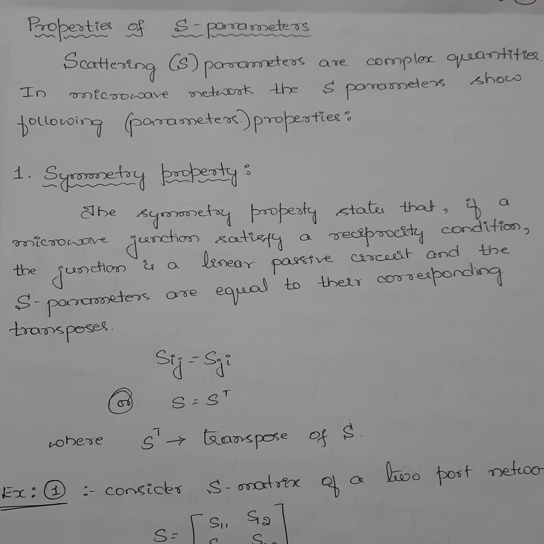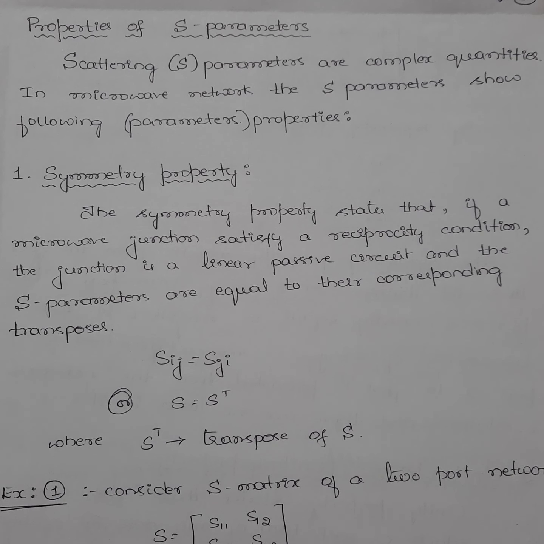Hello everyone. In this class we are discussing properties of S parameters. S parameters are nothing but scattering parameters. Scattering parameters are complex quantities in a microwave network. These parameters show different kinds of properties. They are listed as given.